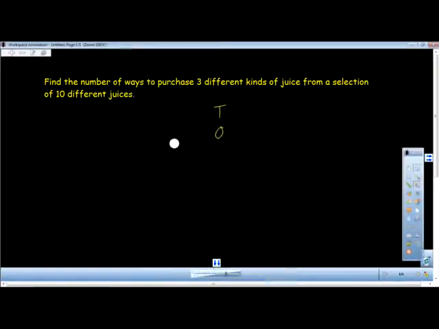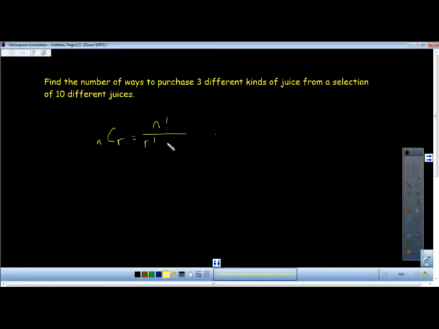So to figure out how many combinations we have, I'm going to use the combinations formula. The combinations formula says it's nCr, like nPr for permutations, we have nCr for combinations. And we have n factorial over r factorial times n minus r factorial. Just like the permutations formula, n stands for the total number of options, which is 10. r stands for how many we are choosing out of those 10, which is 3.